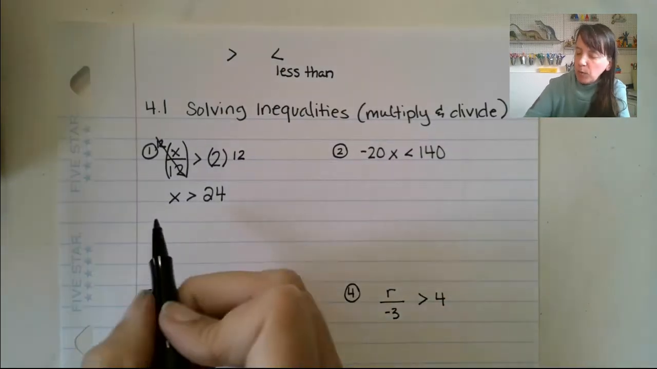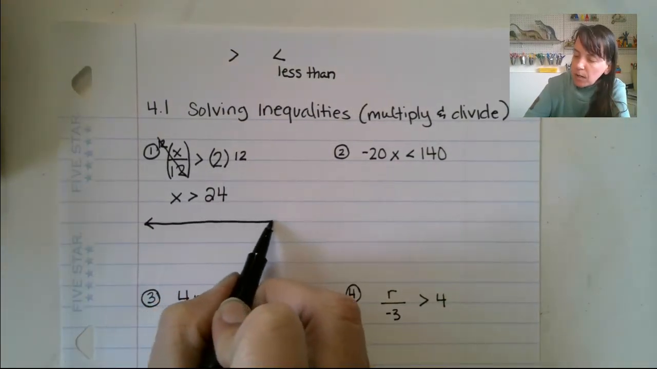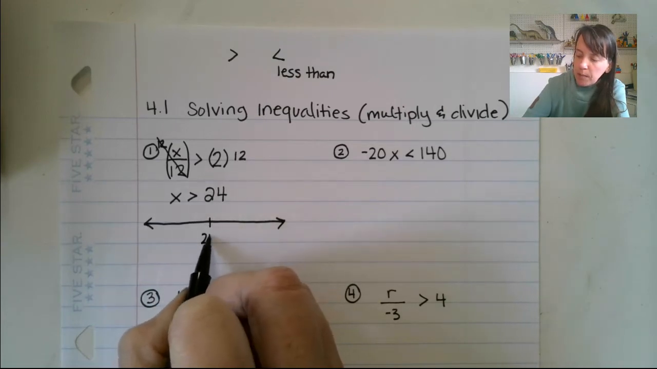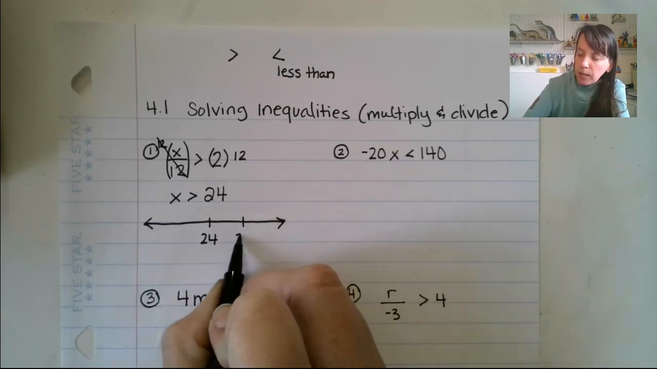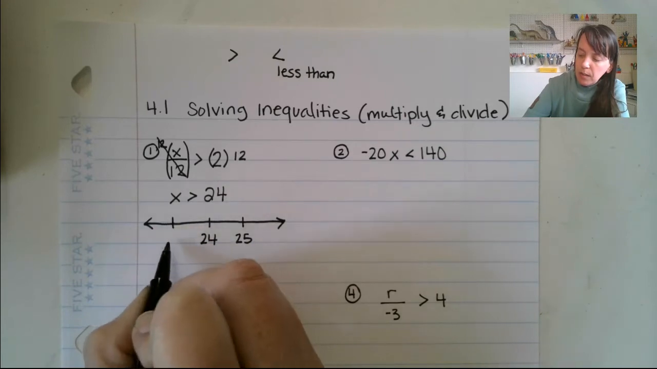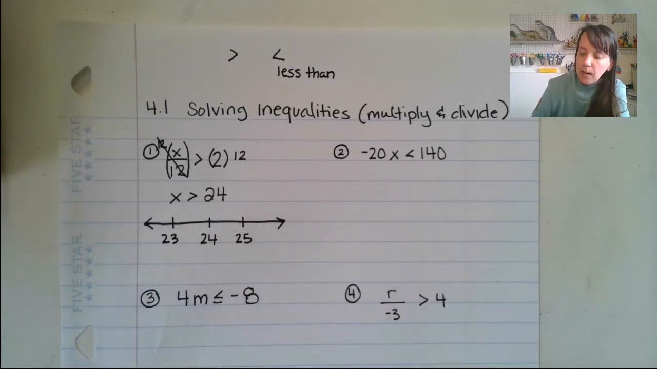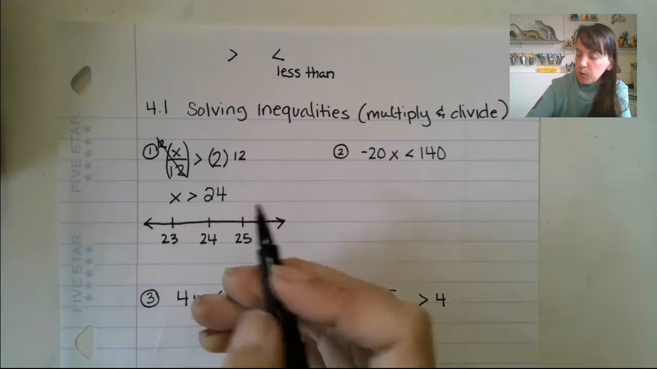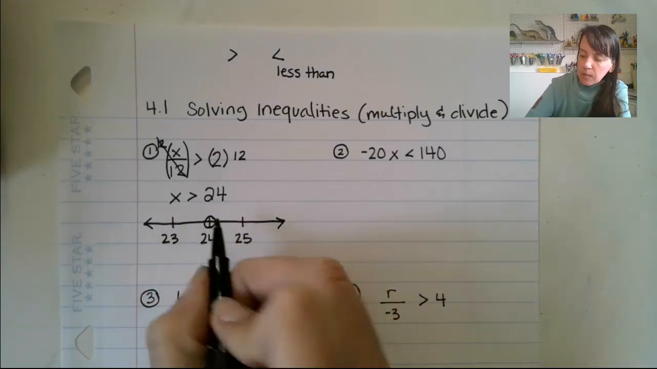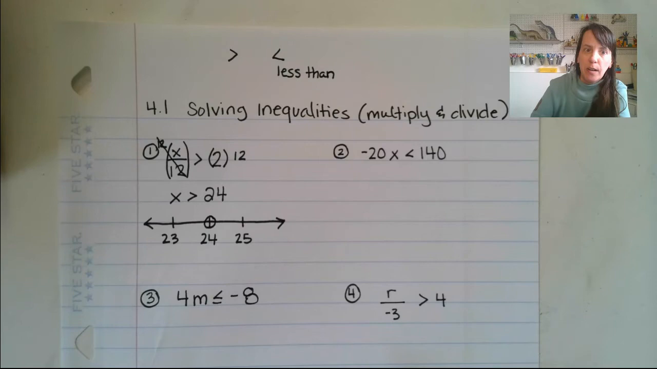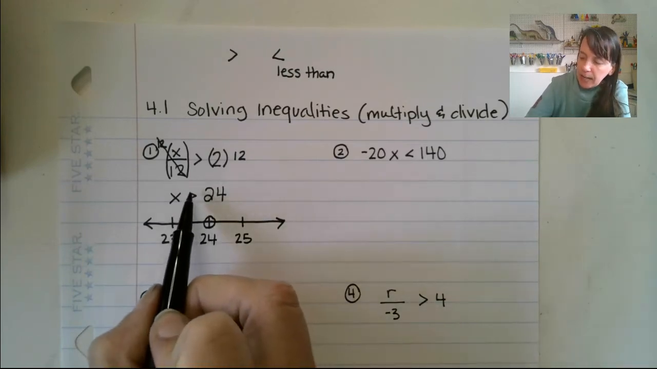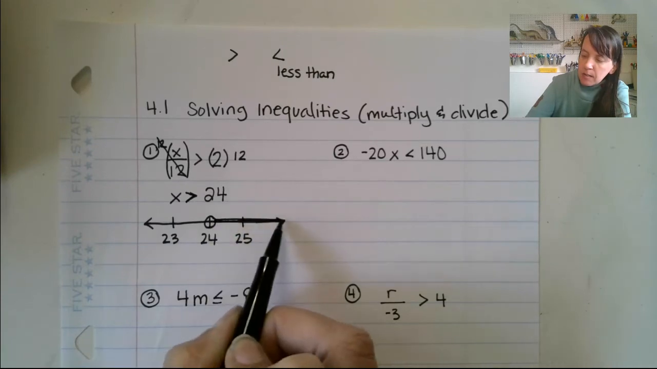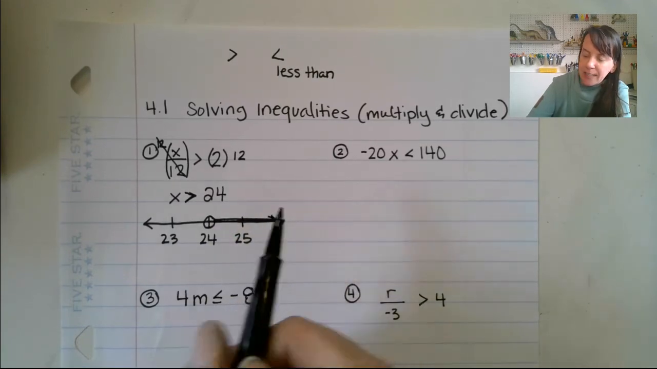Okay, now we are going to draw this out on a number line, and we're going to put 24 in the middle, and then put one number on either side. So 25 and 23. There's no equal sign under that greater than symbol, so it's going to be an open circle. If there was an equals, then you would put a closed circle. And do you see how the arrow is pointing this way? That's the way we're going to be shading. So we're going to shade in that direction.